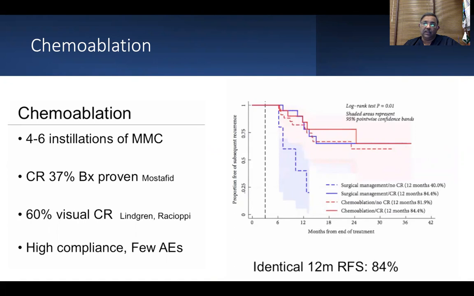In these trials, there was high compliance with very few adverse events. And if you look at the patients, the recurrence-free survival was over 80%. So some of these patients who are very high anesthetic risk can actually be treated very conservatively with chemotherapy alone.